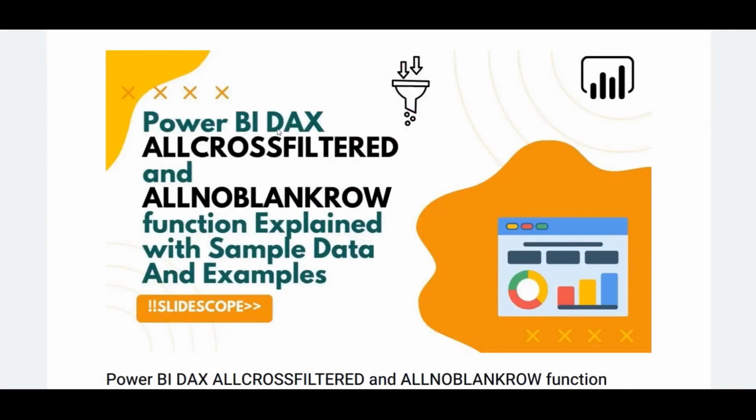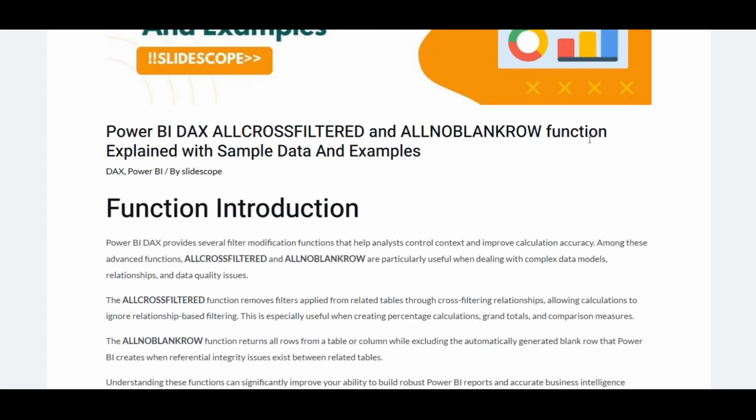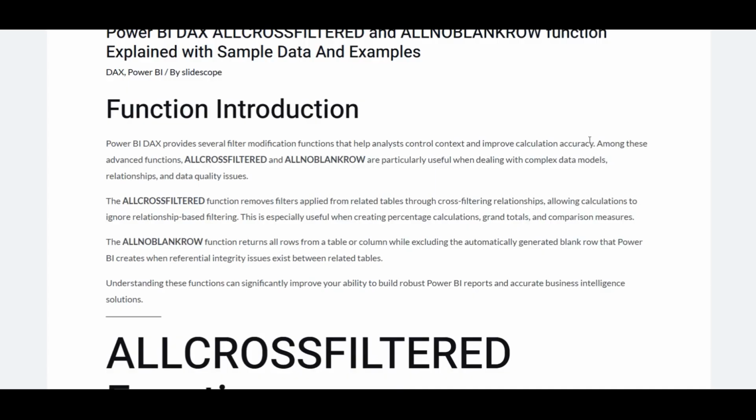In this part, we are discussing two DAX functions, that is ALLCROSSFILTERED and ALLNOBLANKROW. These two functions come under filter functions. As you know, in our tutorials, we cover individual or multiple DAX functions with examples so that you can understand their usage and on what type of data sets you will be able to apply them. So first we discuss the ALLCROSSFILTERED function.